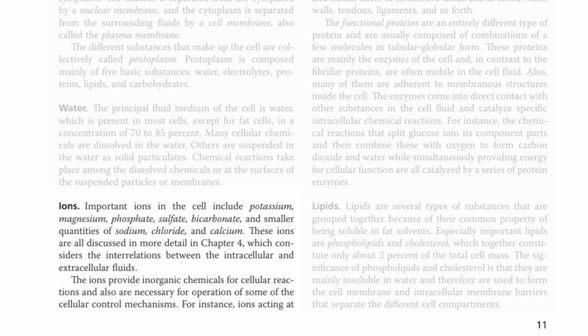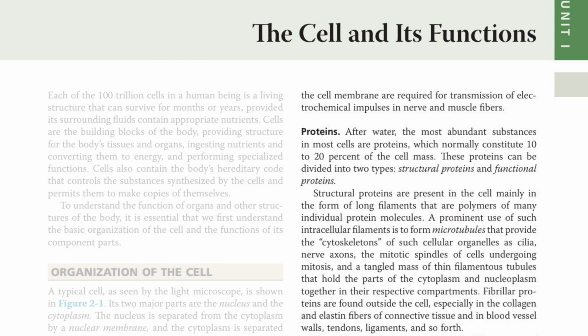Ions. Important ions in the cell include potassium, magnesium, phosphate, sulfate, bicarbonate, and smaller quantities of sodium, chloride, and calcium. These ions are all discussed in more detail in Chapter 4, which considers the interrelations between the intracellular and extracellular fluids. The ions provide inorganic chemicals for cellular reactions and also are necessary for operation of some of the cellular control mechanisms. For instance, ions acting at the cell membrane are required for transmission of electrochemical impulses in nerve and muscle fibers.